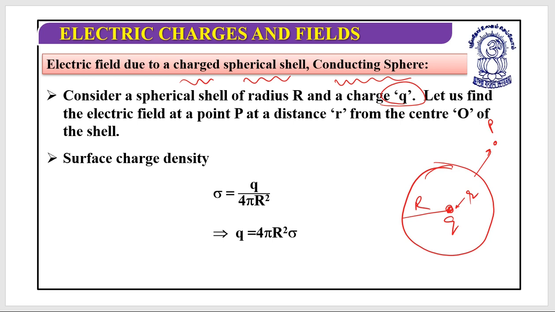Okay, so let's begin. Find the surface charge density. If you remember, we have defined it as Q divided by area. Area of the sphere is 4 pi R square. So that comes to sigma equals Q by 4 pi R square, and Q equals 4 pi R square into sigma.